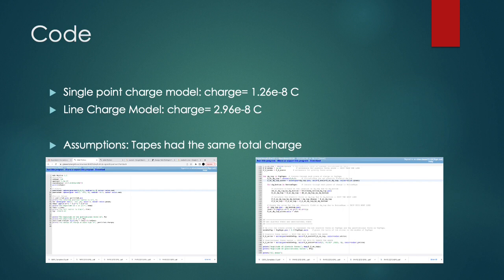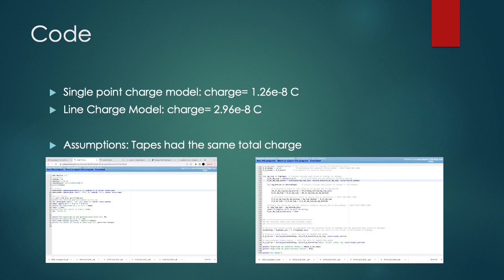For the single point charge, we went through and found the force of gravity and set that equal to the electric force. Then we went back and solved for the charge using Coulomb's law. We used that electric force to find the magnitude of the electric field and back solved for the charge of tapes A and B that way.